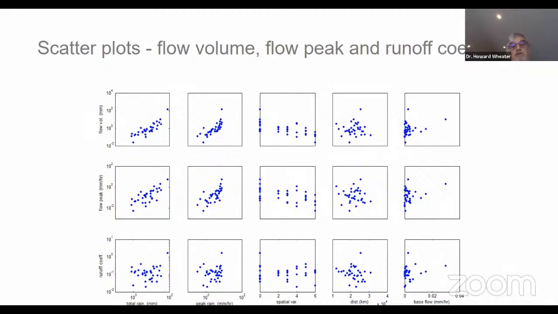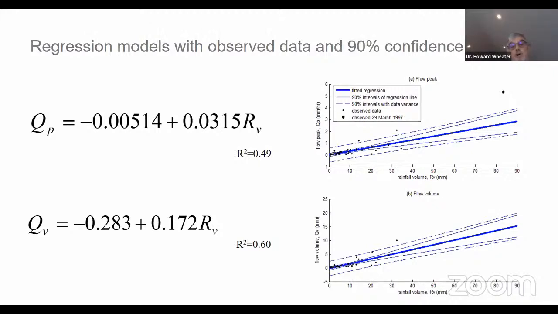However, if we look at the data, there's some interesting effects that are apparent. So the top left diagram shows the flow volume plotted against the total rainfall, and it's a tight relationship. And similarly, the second left diagram below that shows the flow peak plotted against total rainfall, and again, it's quite a tight relationship. So simple regression does quite a good job, really better than a distributed hydrological model in representing the relationship between peak flow, runoff volume and rainfall volume. So there's some important lessons to be learned here about the use of models and the use of basic data analysis.